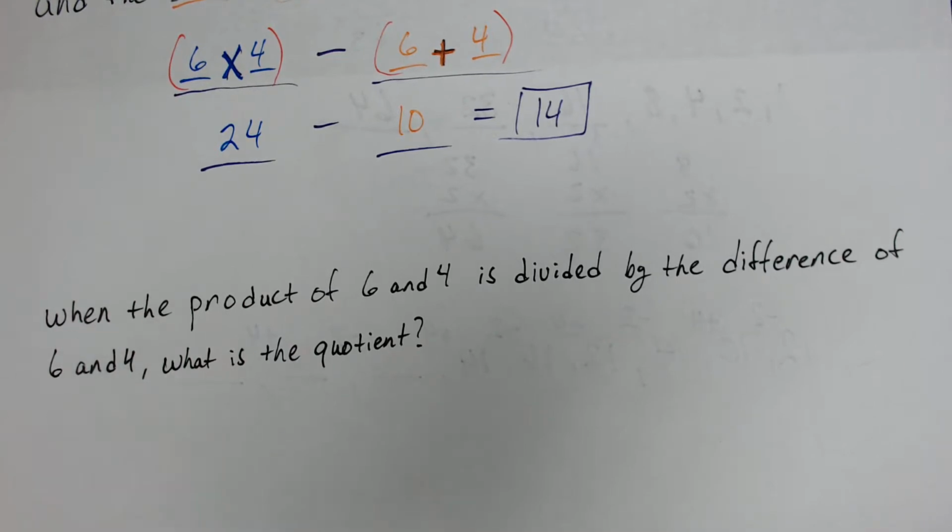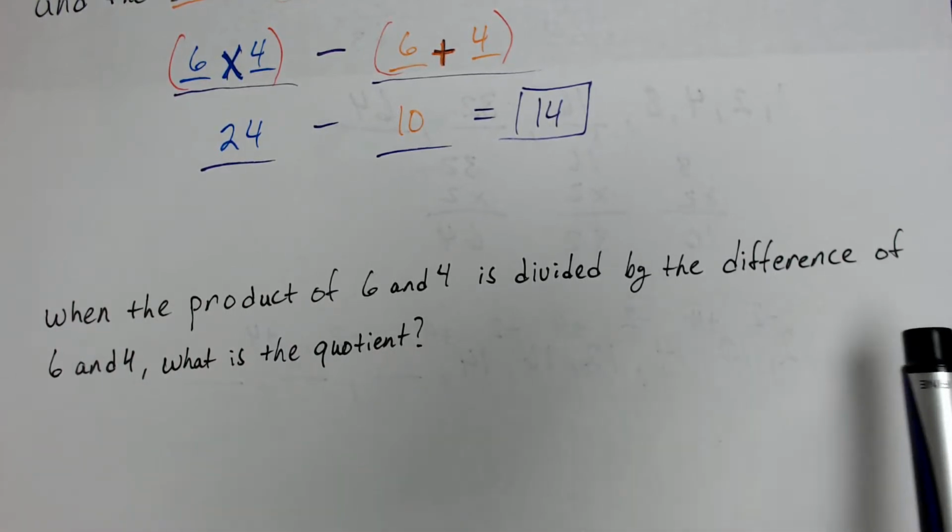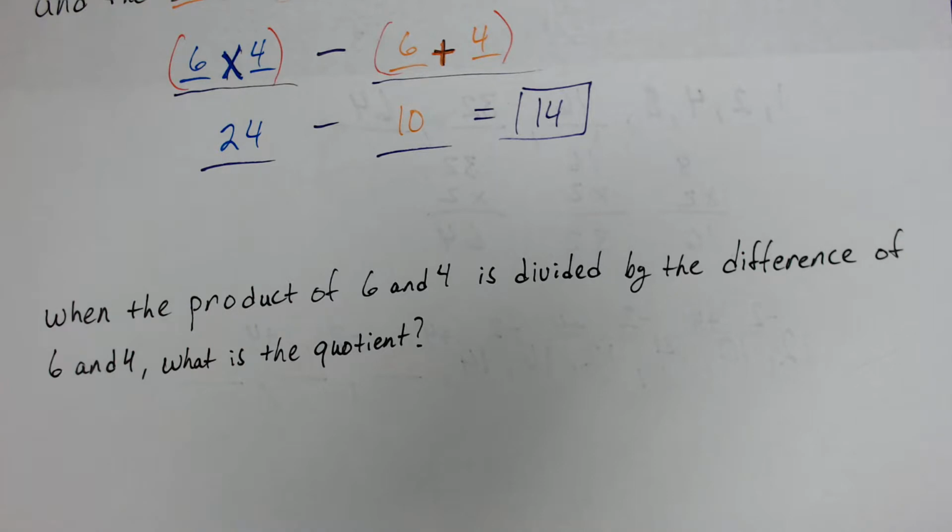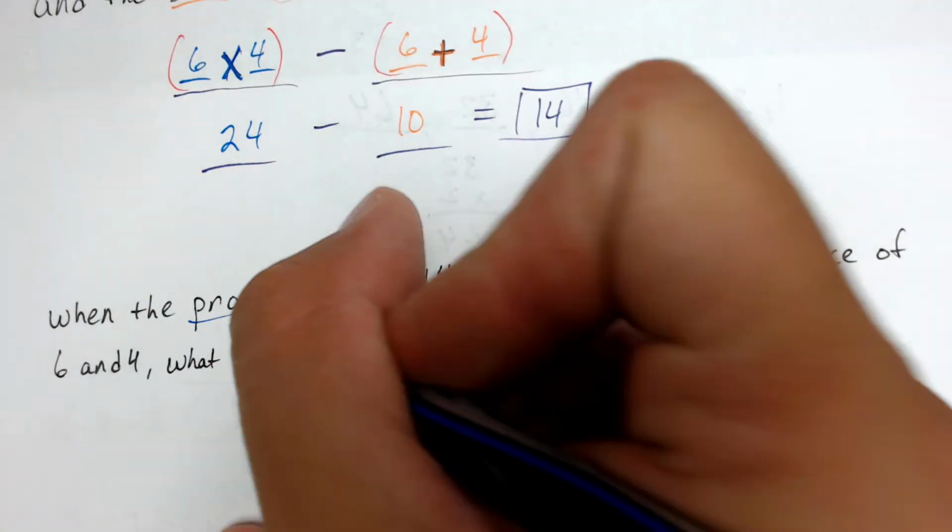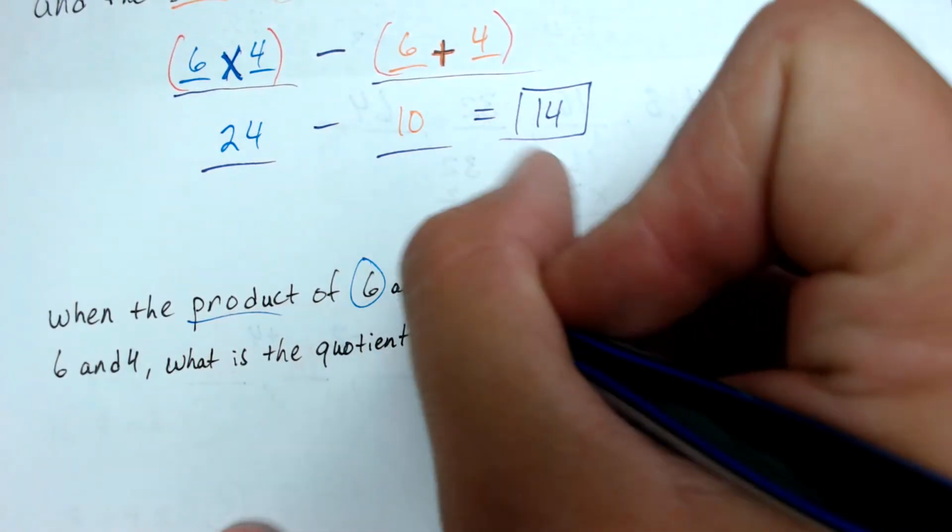This one says, when the product of 6 and 4 is divided by the difference of 6 and 4, what is the quotient? So this one's worded a little bit backwards, but I can still use the same method that I used above. So I'll go ahead and take the word product. I'm going to underline that in blue. My numbers are going to be 6 and 4.